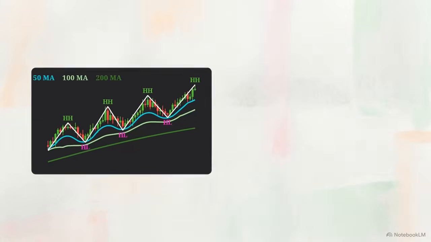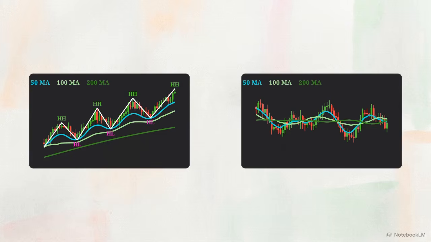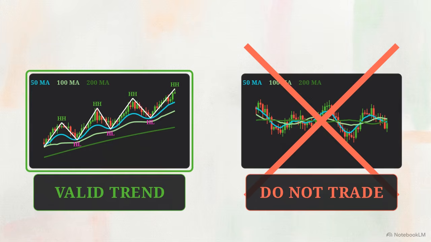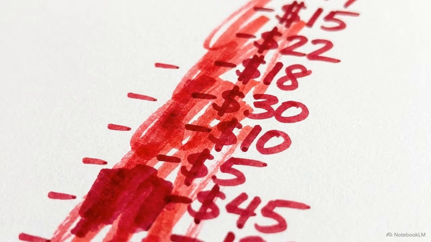Compare that to the chart on the right. Here, the price has no clear direction and repeatedly tangles with the moving averages. This is a sideways, choppy market, and it is a condition you need to avoid entirely. Defining the trend is the mandatory first gate of this strategy. If you skip this step, random market noise will chop up your trades.